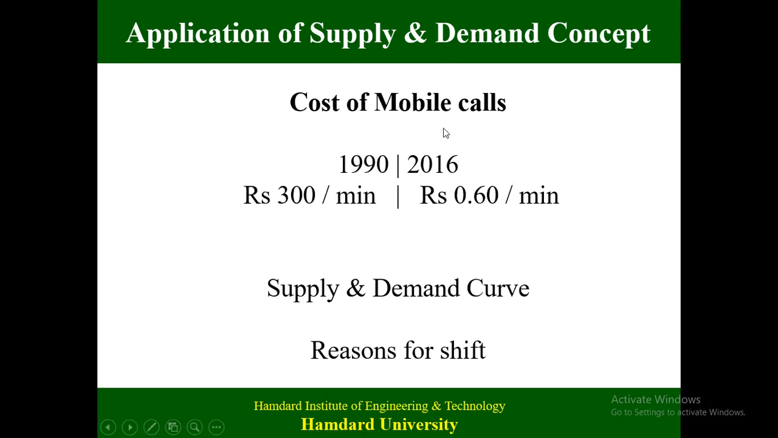Same as that, the cost of mobile calls in 1990 was 300 per minute, but in 2016 it would be 0.60 per minute. It also varies with the packages and with the company supplying the communication. 0.60 is not a realistic value for a per minute call, but some packages and deals could provide a call at the value of 0.60 per minute.